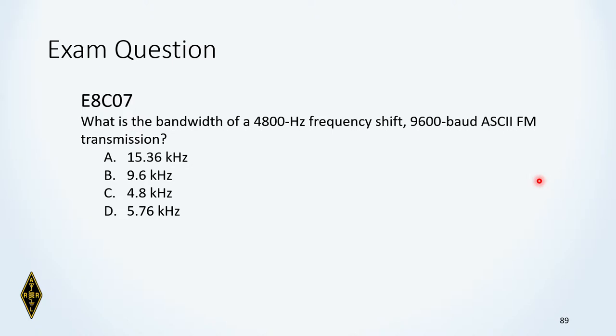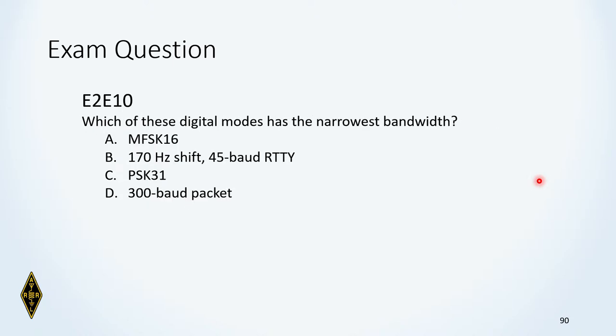What is the bandwidth of a 4,800 hertz frequency shift, 9,600 baud ASCII FM transmission? Alpha. Right. Happens to be the largest answer as well. Which of these digital modes, now when it says which of these digital, it means of the ones that are listed here. That's our PSK31. We haven't talked about a lot of the rest of these.